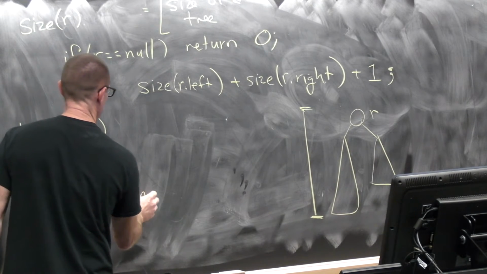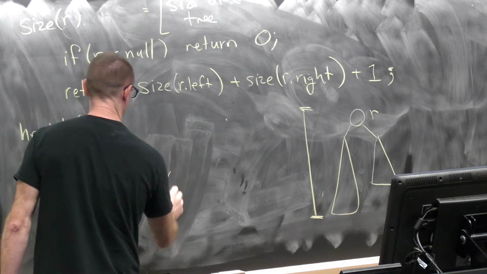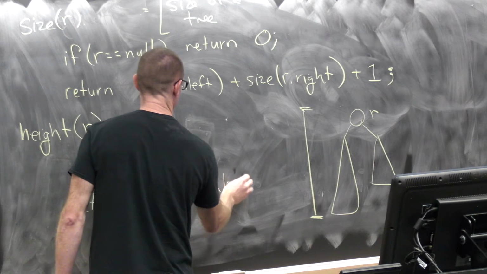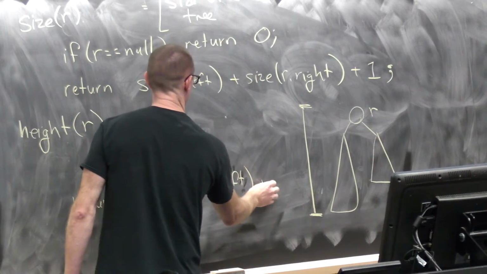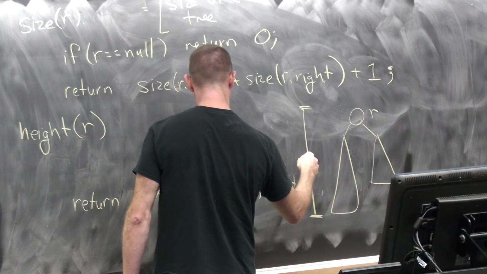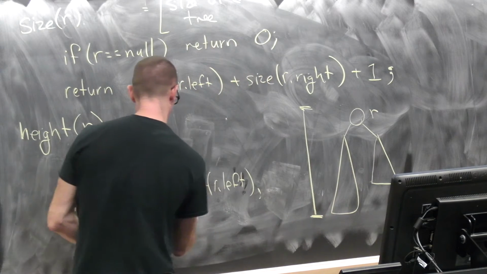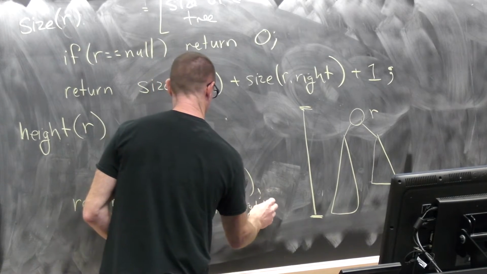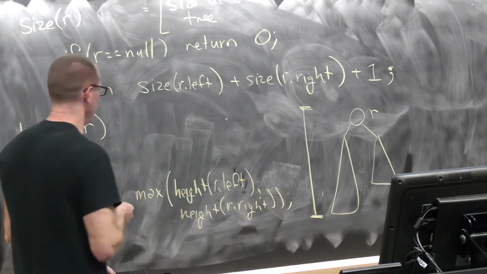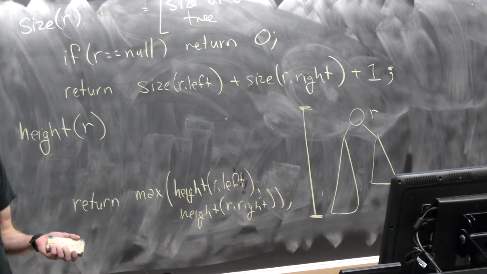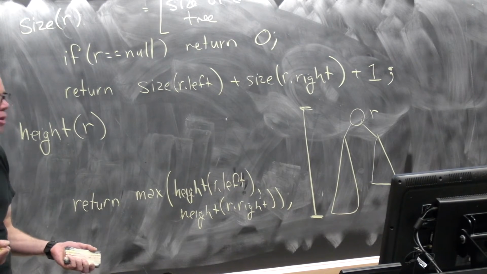So you return the maximum of the height of r dot left and r dot right. Sorry, height of r dot right. Is this correct? Return the max of the heights of the two subtrees? Yeah. Before the base case even.